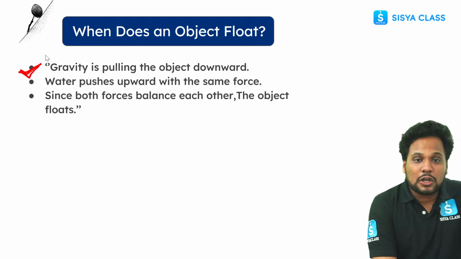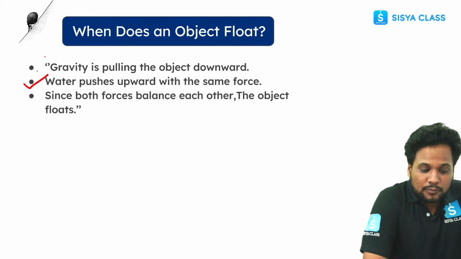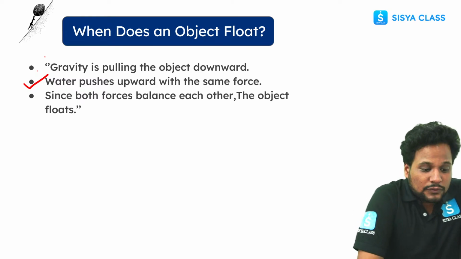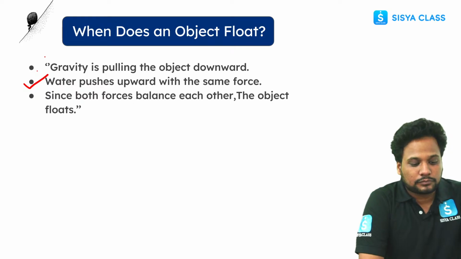Now, gravity, again I told you there are two types of forces. Gravity is pulling the object downwards, and water pushes any object upward with the same force, and since both the forces balance each other, the object floats. This is clear now?